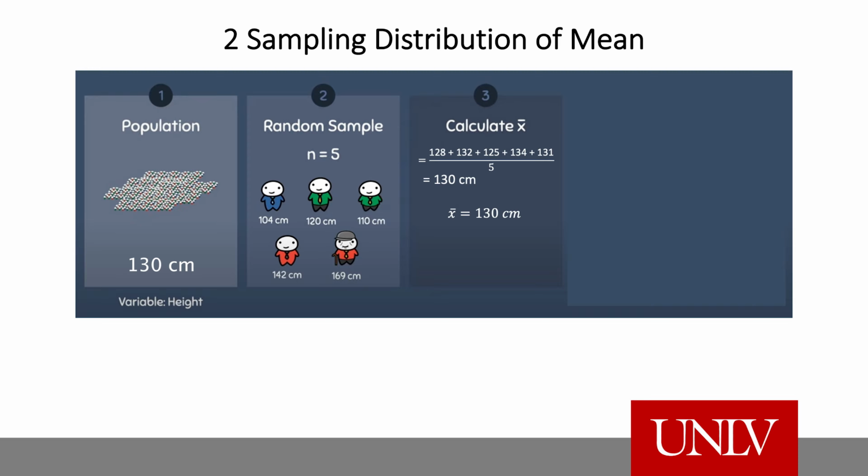The third step is to calculate the sample mean. Each time we draw 5 individuals, we compute their average height. For example, in one sample, the 5 heights might be 128, 132, 125, 134, and 131. We calculate the average of those 5 numbers and record that value. That single number is one sample mean.